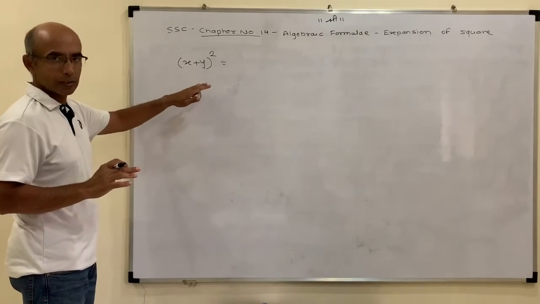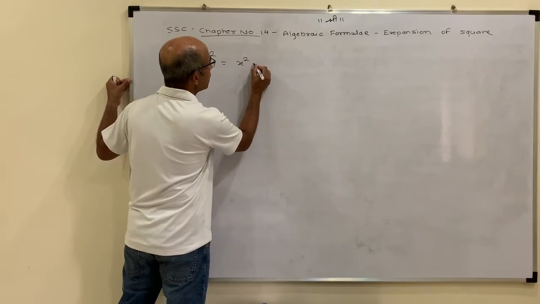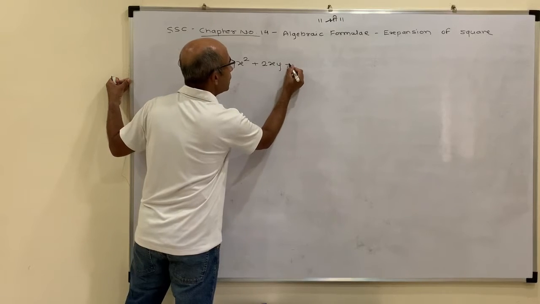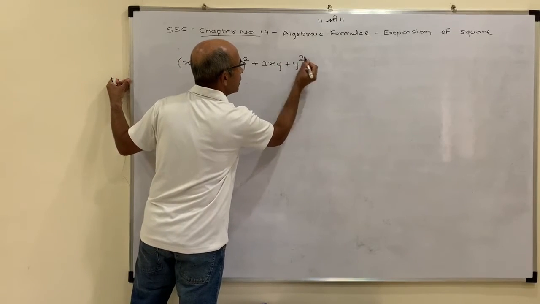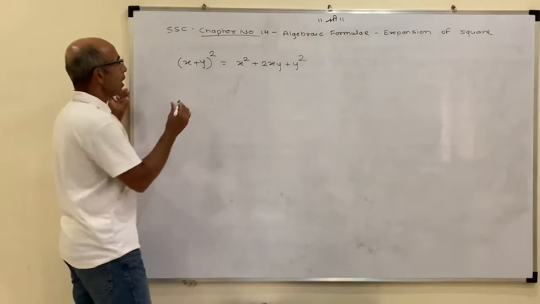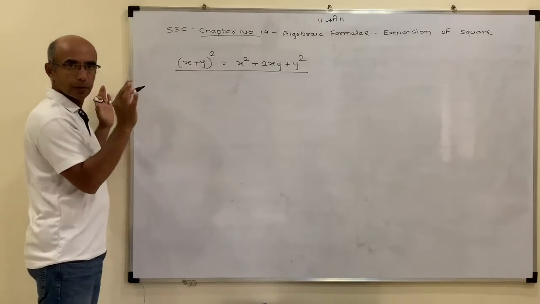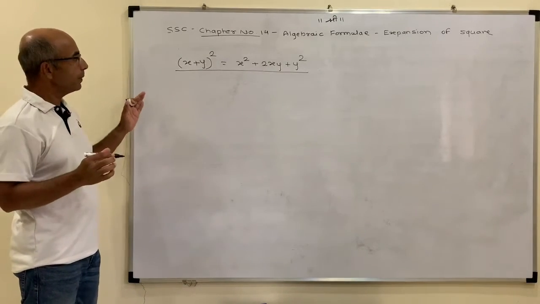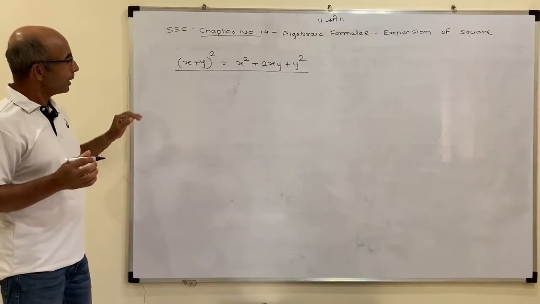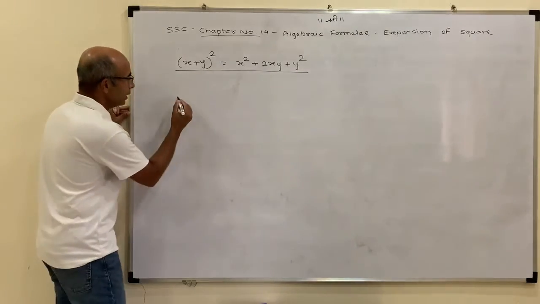(x plus y) square equals x square plus 2xy plus y square. This is the expansion of the square. Now this you need to learn by heart. Yes, there will be questions on this particular expansion. But how this is happening, we'll be seeing now.